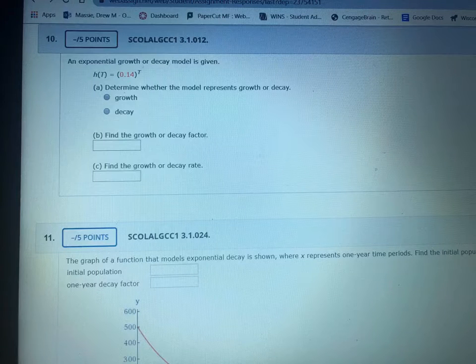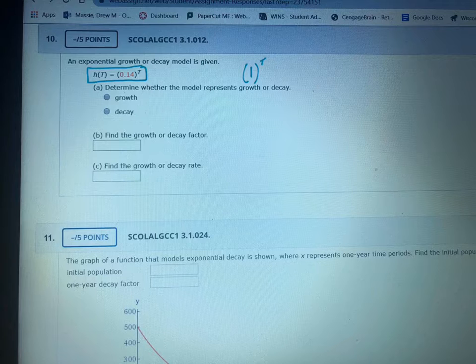All right, this problem says an exponential growth or decay model is given. Here it is right here, the exponential growth or decay model. Now it looks kind of simple, or maybe it looks confusing because what the heck is that little t doing in the top? But of course that's an exponent, and the growth or decay always has to do with a number, the number 1.